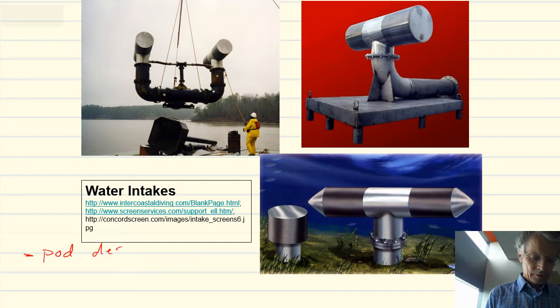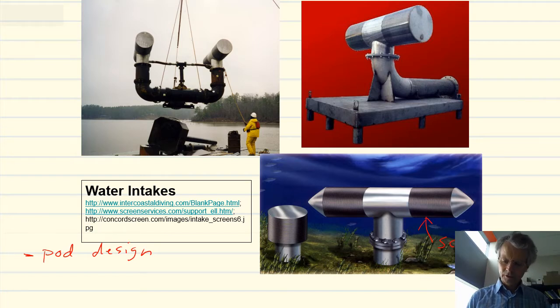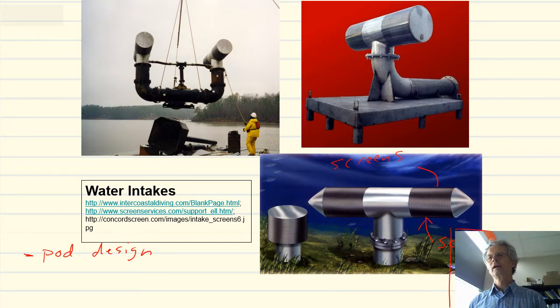The way it works is it's installed on the riverbed, and it's equipped with screens, because water intakes must have screens installed on them. Let's try putting that label where we can actually see it here: screens, to prevent fish and other aquatic organisms from being sucked into the water intake.